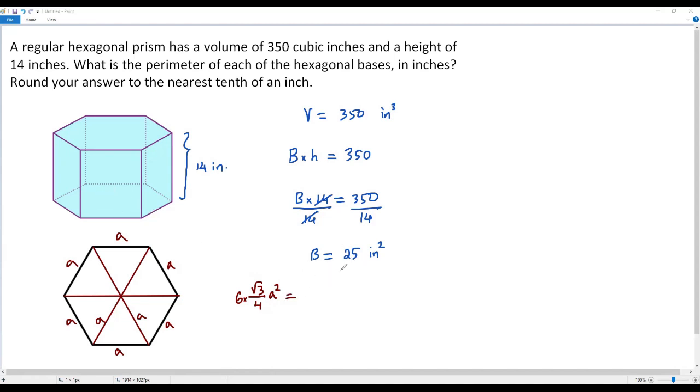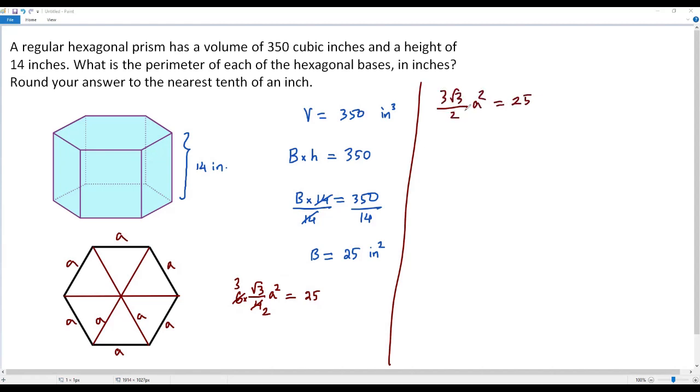So it is equal to 25. Now we have to solve for A in this equation. Okay, here we can do some simplification on the left side. That is 2 goes into 4 2 times and 2 goes into 6 3 times. Then I'm getting, let me continue over here, 3 times square root of 3 over 2 times A square equals to 25.